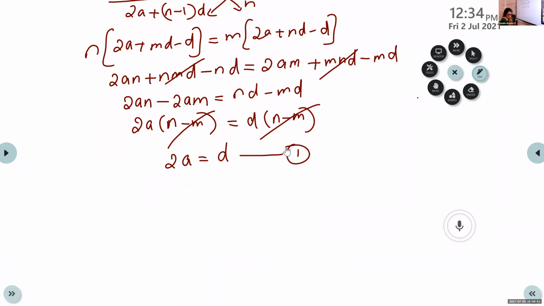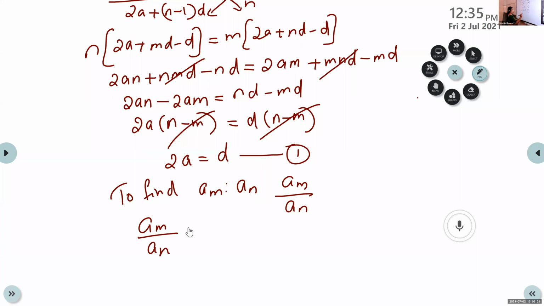We need to find the ratio of the mth term and nth term. Mth term means it is am. To find the ratio of am is to an, that is am by an, we need to find. So write am by an.